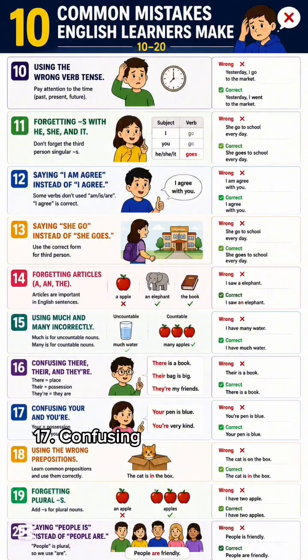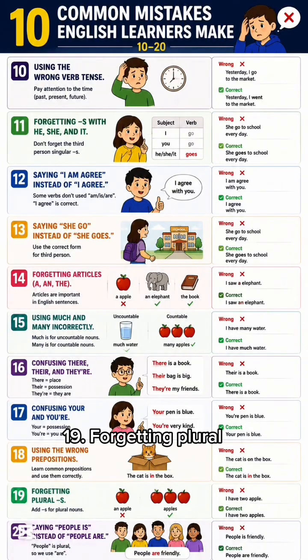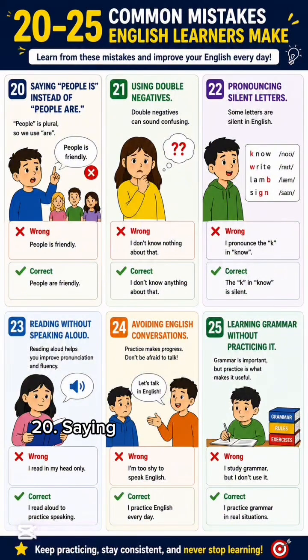17. Confusing your and you're. 18. Using the wrong prepositions. 19. Forgetting plural s. 20. Saying people is instead of people are. 21. Using double negatives.